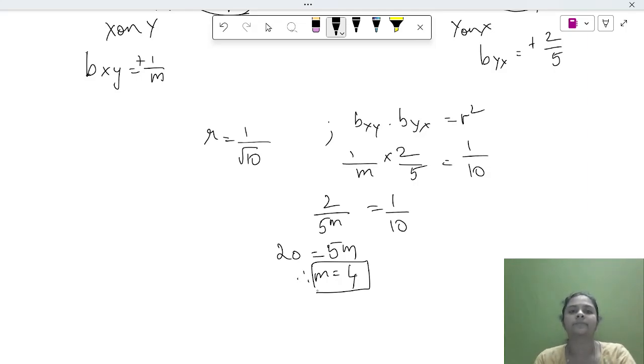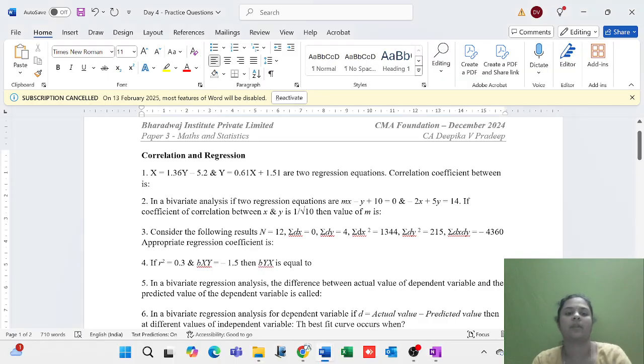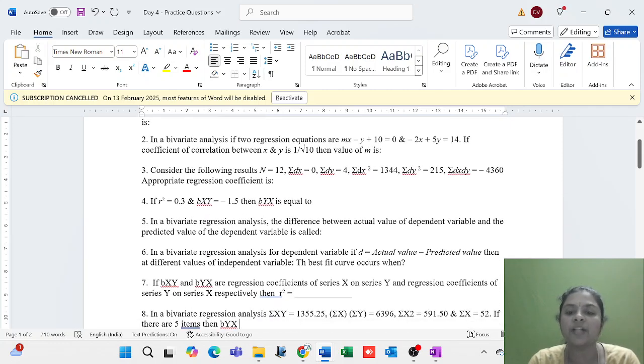Is that clear? So for you to identify, if the question is not clear on which is x on y and which is y on x, please use this shortcut in the examination. Fifth question. In a bivariate regression analysis, the difference between the actual value of a dependent variable and the predicted value of a dependent variable is called residue or error. Residue or error. These are some property-based theory questions.